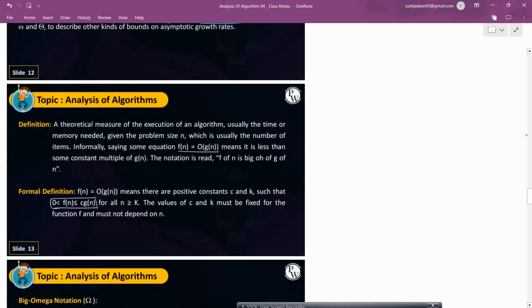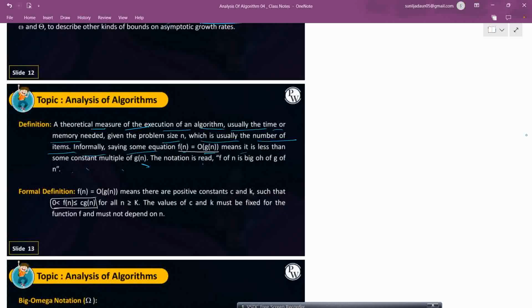So, the definition: a theoretical measure of the execution of an algorithm, usually the time or memory needed, given the problem size n, which is usually the number of items. Informally, saying f(n) = O(g(n)) means that f(n) is less than some constant multiple of g(n). The notation is read: f of n is big O of g of n.